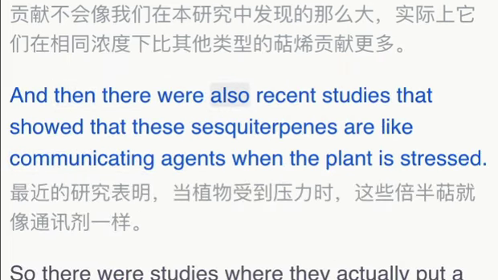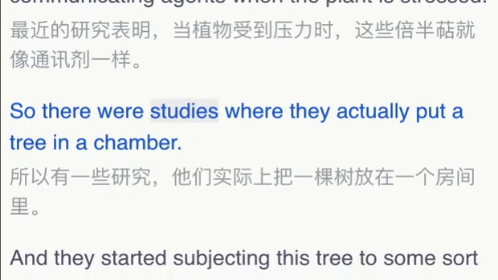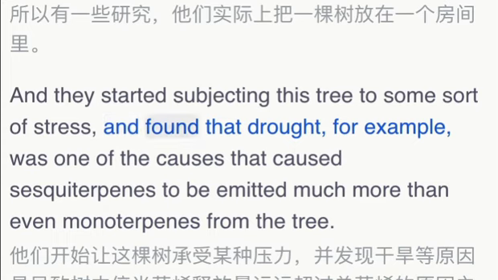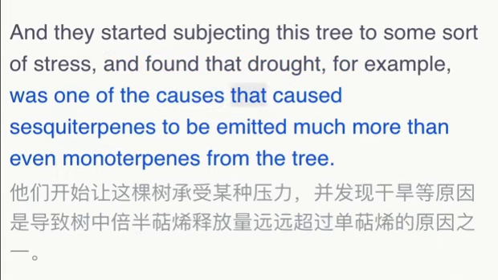And then there were also recent studies that showed that these sesquiterpenes are like communicating agents when the plant is stressed. So there were studies where they actually put a tree in a chamber and they started subjecting this tree to some sort of stress, and found that drought, for example, was one of the causes that caused sesquiterpenes to be emitted much more than even monoterpenes from the tree.